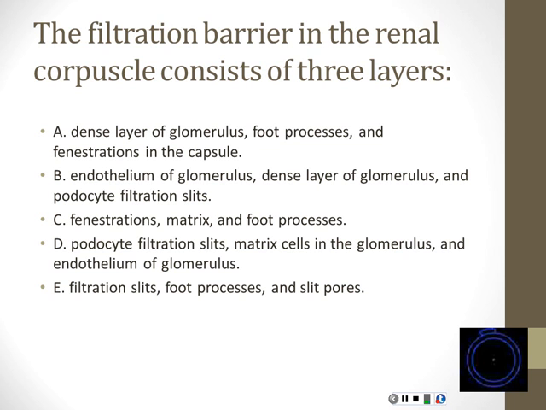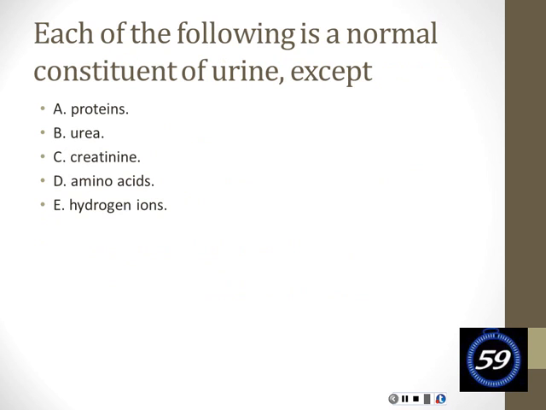The best answer is B. So the endothelium of the glomerulus, which does have pores, has fenestrations in it, right? The dense layer and then the podocyte filtration slits between those two. All right. Each of the following is a normal constituent of urine, except which of those?